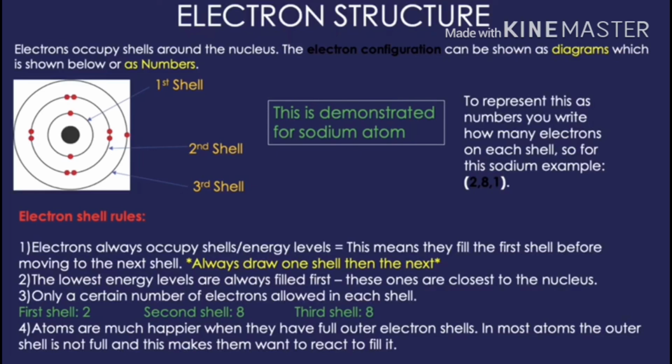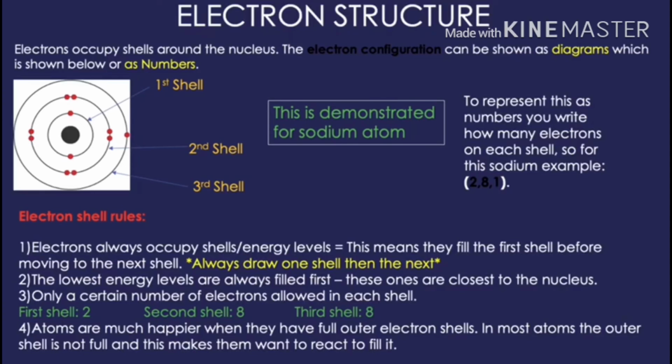Electron configuration can also be represented as numbers. So what you do is you write how many electrons are on each shell. So again, for sodium, on the first shell it will be 2, the second shell is 8, and on the third shell is 1.